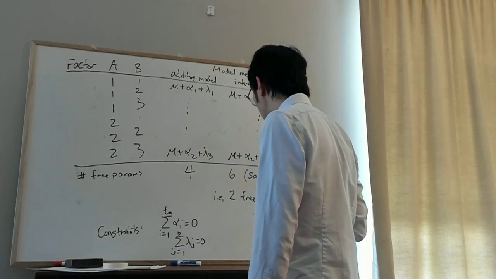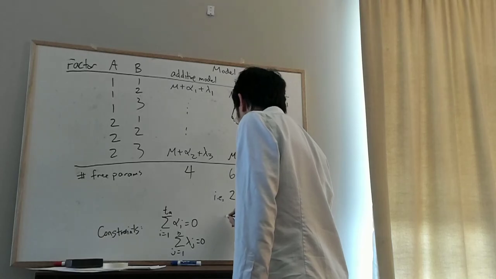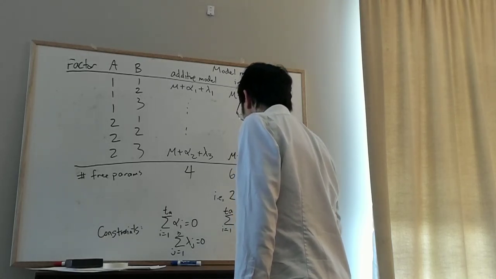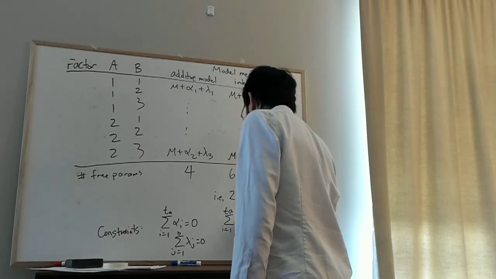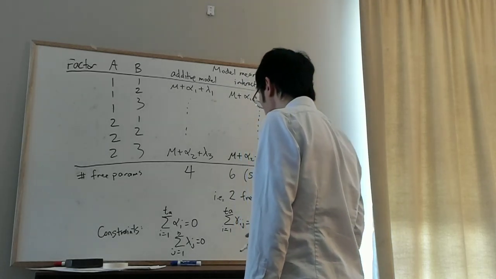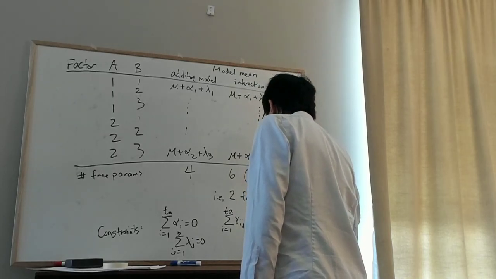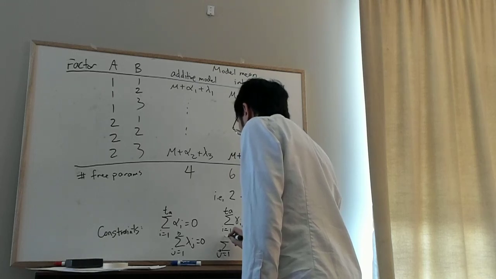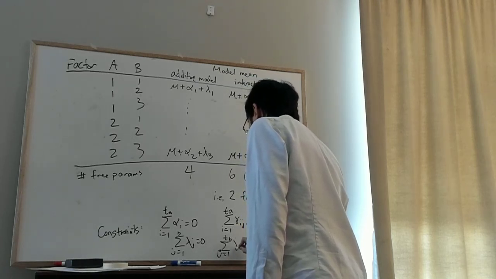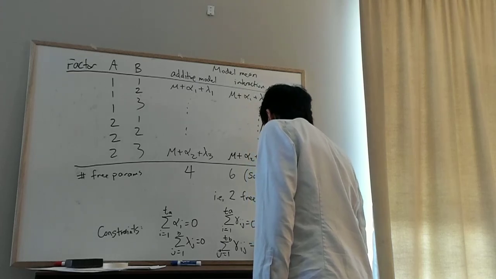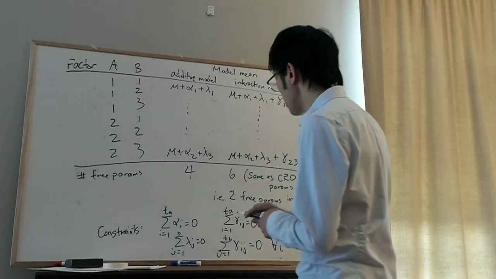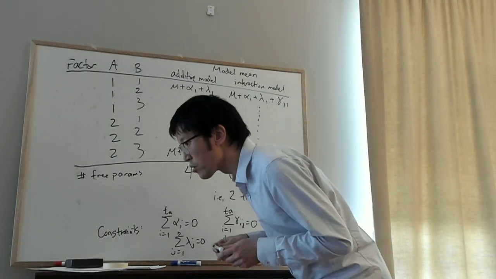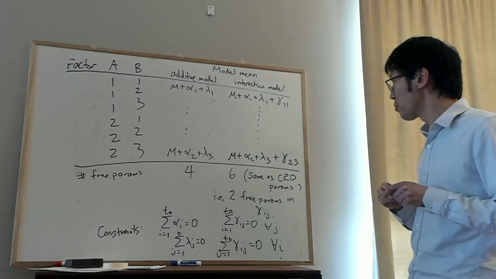In order to write the constraints for the interactions, you can write it this way. No matter which way you sum the gammas, they should sum to 0. I sum them over i for any j, they sum to 0, and then if I sum them over j for any i, those also sum to 0. Okay, so if we want to be technical and write down the actual constraints, that is what we get.